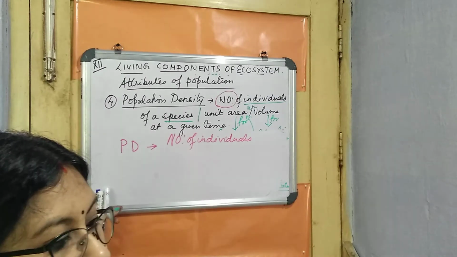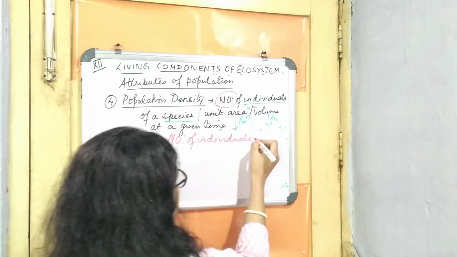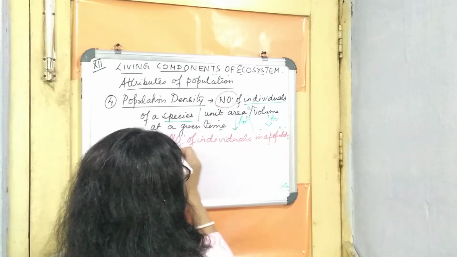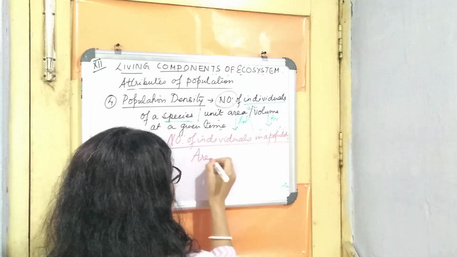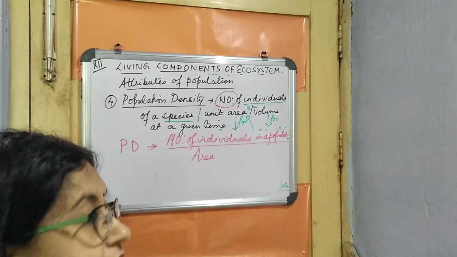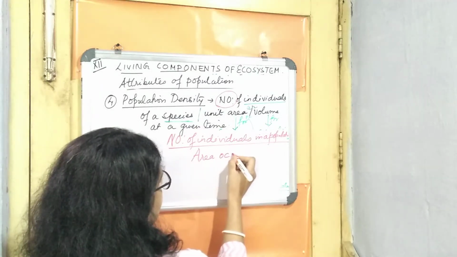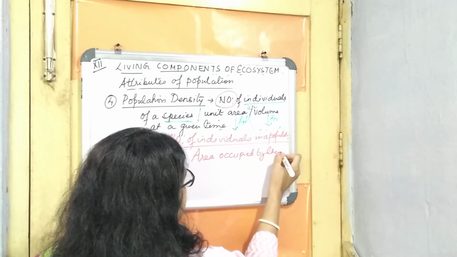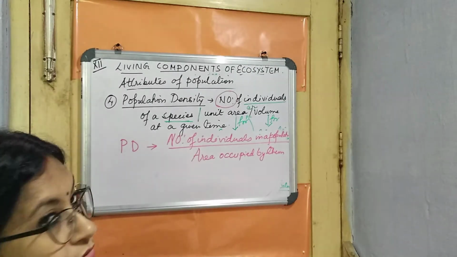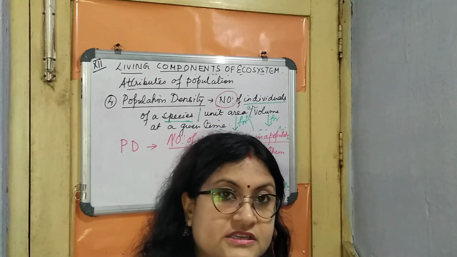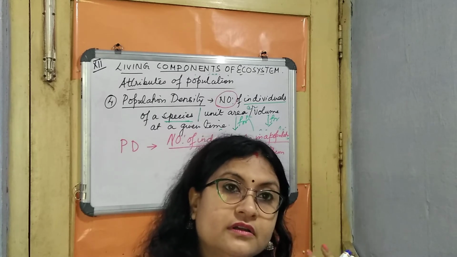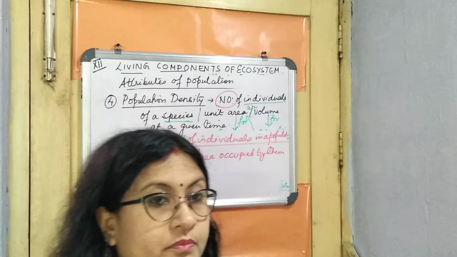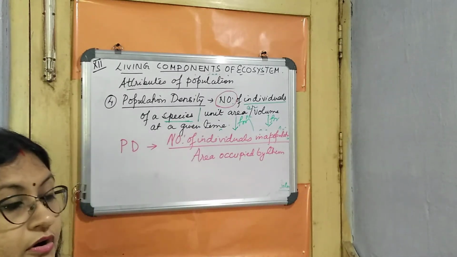Number of individuals in a population, we have to write, by the area. That means where they are occupying, the area occupied by them. So this is the formula by which we can easily find out the population density. If you know the area and the number of individuals present in that area, you can easily find out the population density of that particular organism.